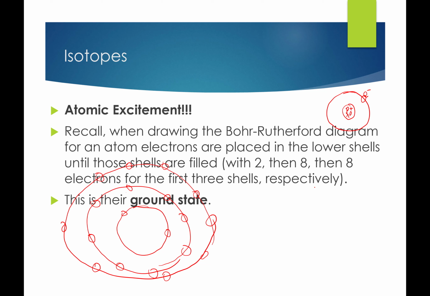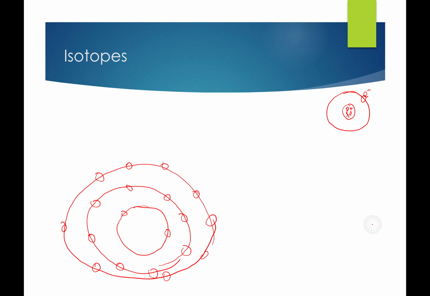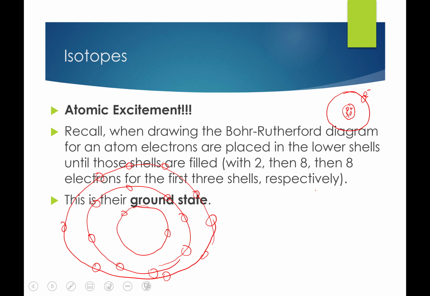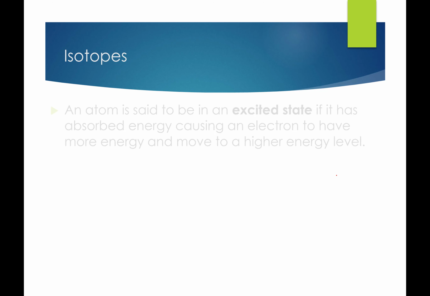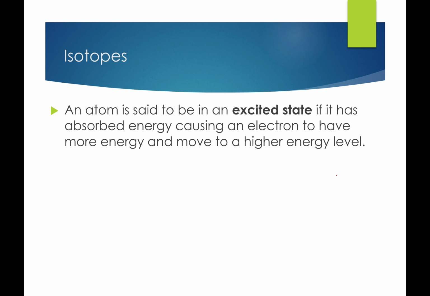We call this their ground state. All right, so their ground state is that we fill the lower shells first. So you'd fill that shell with 2, then you'd fill the next shell with 8, and once you've used all those up, so that'd be 10, only then do you go on to the third shell and so forth.